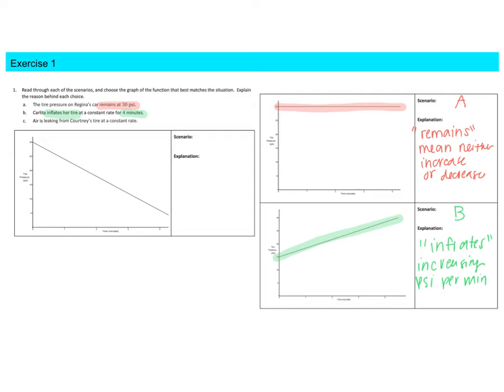And then C, it says air is leaking at a constant rate. Leaking, that means it's going to be decreasing, right? Your tire's getting flat. It's losing air. So this is scenario C, and leaking, this indicates a negative slope. All right, hopefully you were able to get those 3 down, and if you didn't, you can go ahead and write them down now, and we're going to move on to the next example.